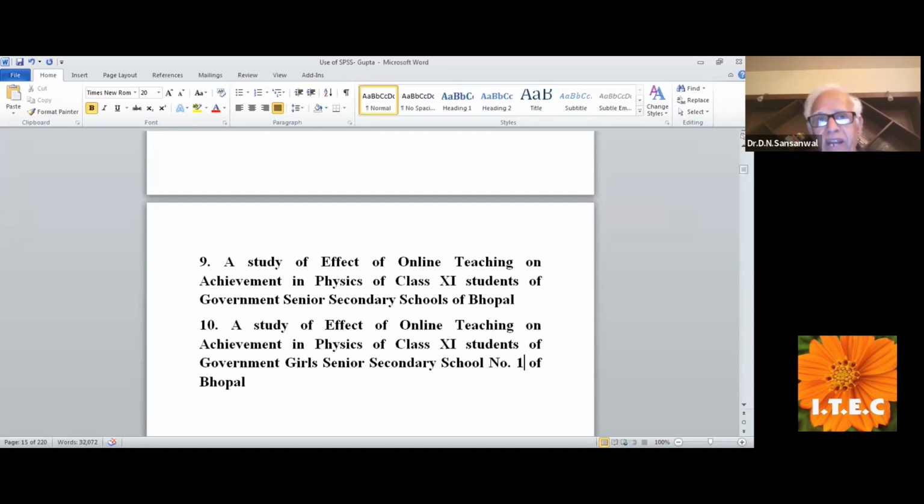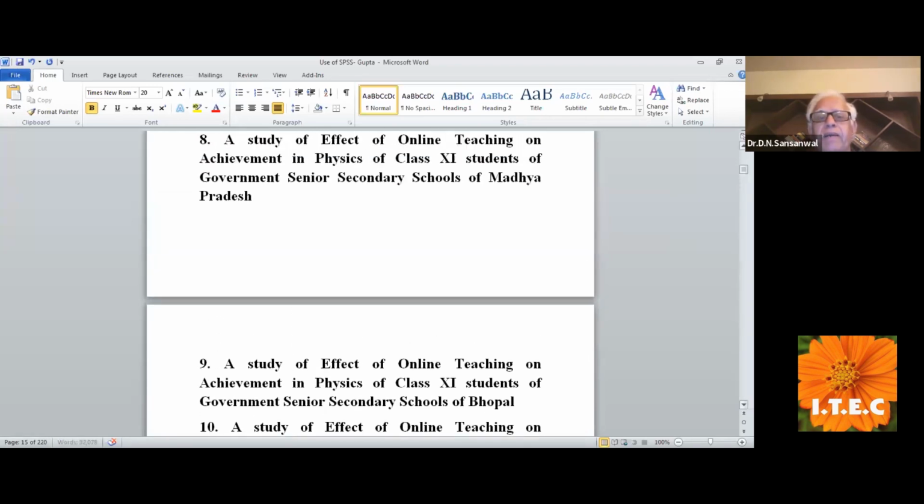Why? Because the finding of this particular research will be applicable only and only to the Government Girls Senior Secondary School. You cannot use it for generalization. So this will be all right only for action research. It is an appropriate title for action research, because action research is also experimental in nature. So therefore, the titles available are either 8 or 9.